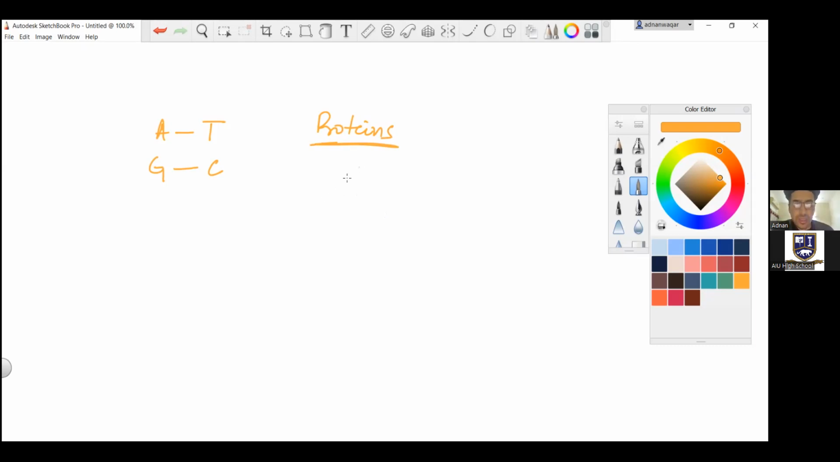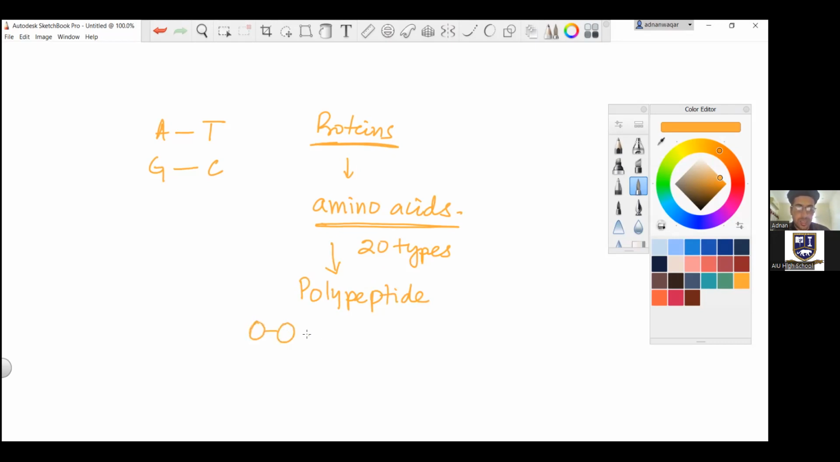Okay, thank you. So proteins are made up of amino acids. And there are 20 types of amino acids in our bodies. Their structure looks like a polypeptide. So this is one amino acid. It is connected to another one, and then another one. Different types of proteins have different numbers of these amino acids. So these are called amino acids.